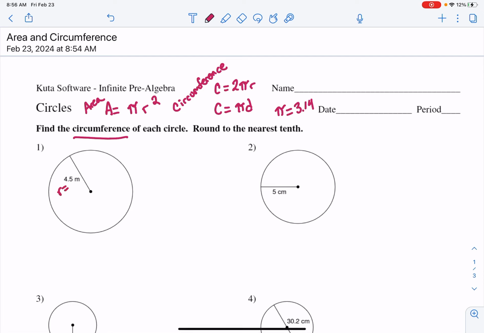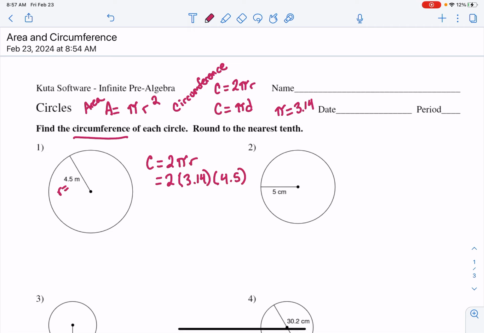And we need the circumference formula that has an r in it. So we're going to use the first formula right here. So we're going to copy that down: C equals 2 pi r for my first step of showing my work. My next step is to replace all of the numbers. So I've got 2 times pi, and we know pi is 3.14, times the radius, which we know in the circle is 4.5.